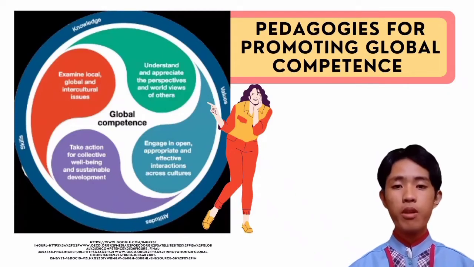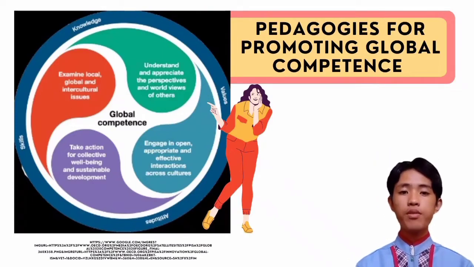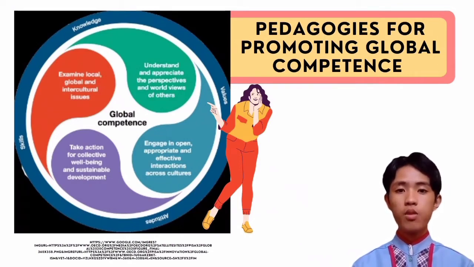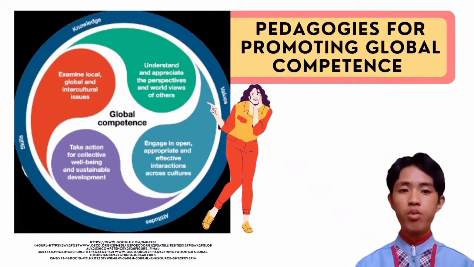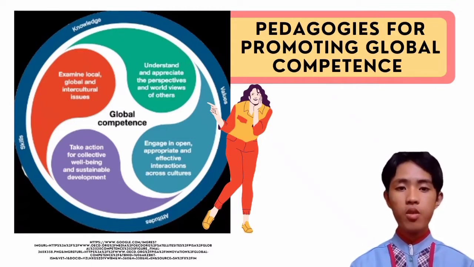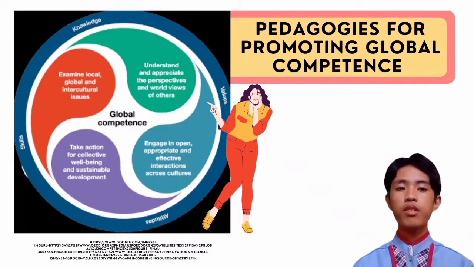Pedagogies for promoting global competence. First, we have to tackle the four dimensions of global competence. First is skill. Examine local, global, and intercultural issues. Knowledge. Understand and appreciate the perspectives and worldviews of others. Values. Engage in open, appropriate, and effective interactions across cultures. Attitude. Take action for collective well-being and sustainable development.